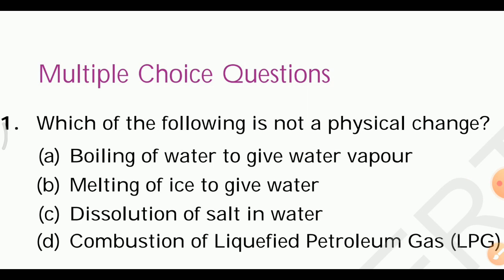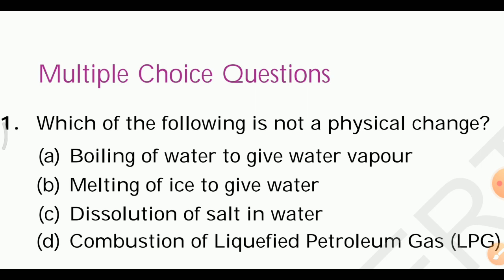So the first question is, which of the following is not a physical change? Now here you should know what is a physical change and what is a chemical change. Already we have discussed chemical changes are those in which the nature and the identity of the initial substance have changed. Whenever a chemical change occurs, a chemical reaction has taken place and a new substance is formed. So, by this concept, we will discuss all the points.